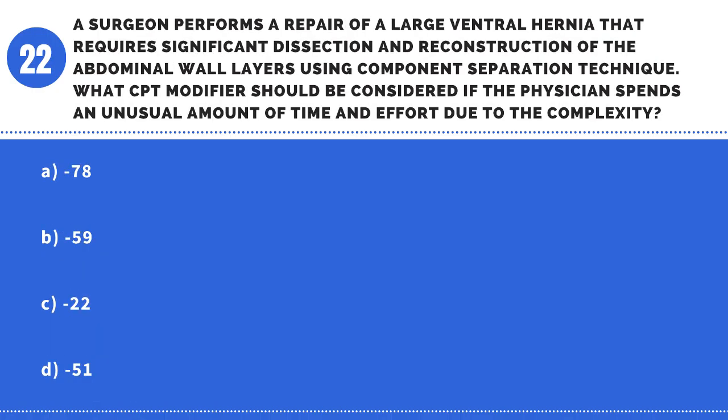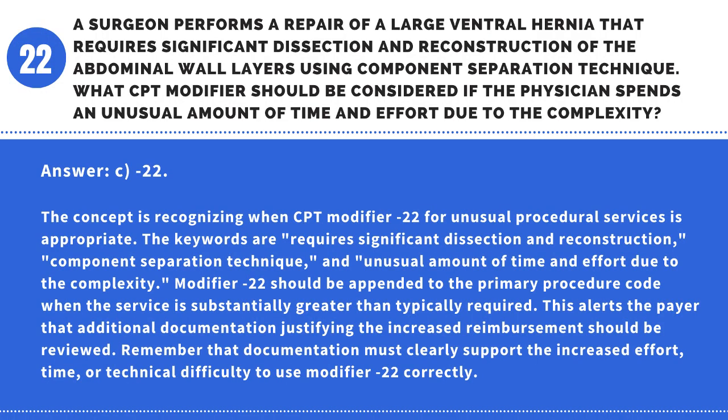Question 22. A surgeon performs a repair of a large ventral hernia that requires significant dissection and reconstruction of the abdominal wall layers using component separation technique. What CPT modifier should be considered if the physician spends an unusual amount of time and effort due to the complexity? A. -78. B. -59. C. -22. D. -51. Answer C.